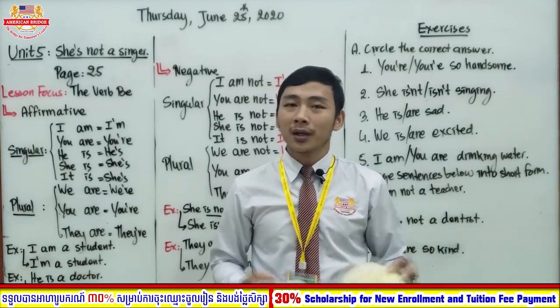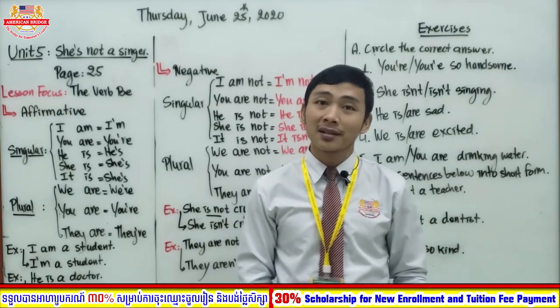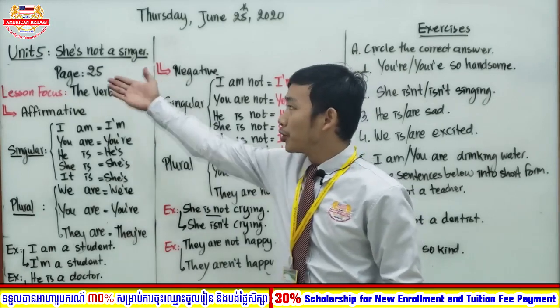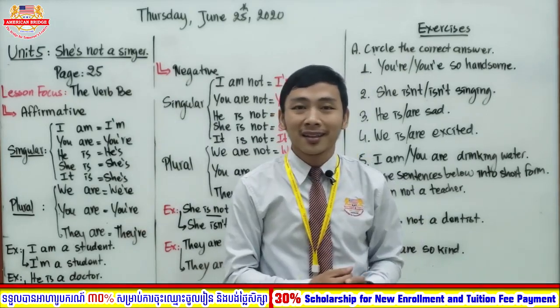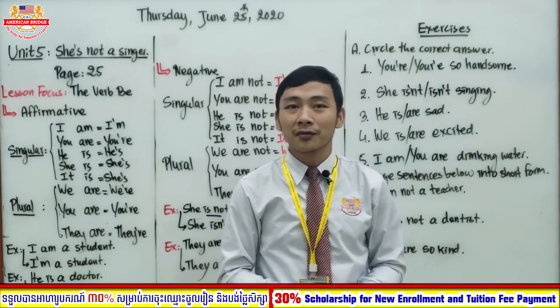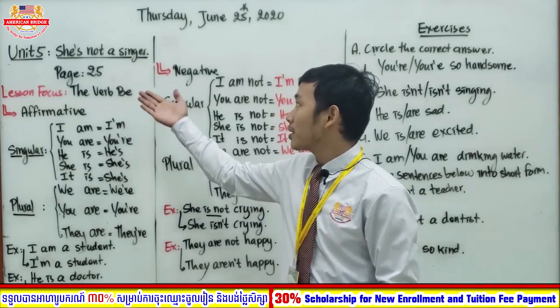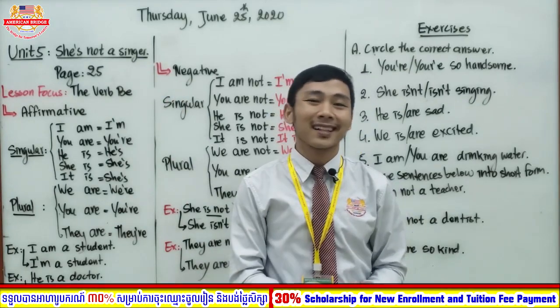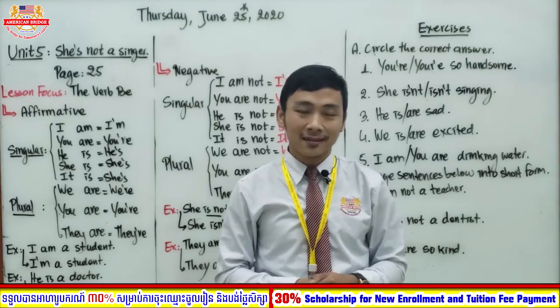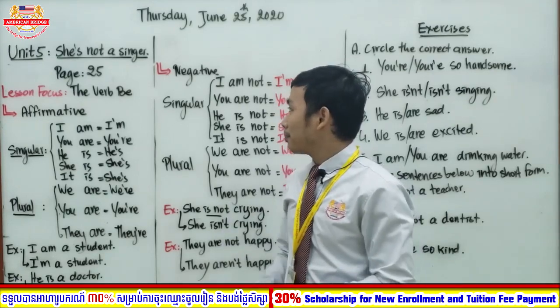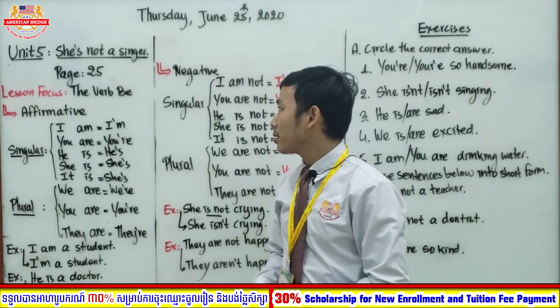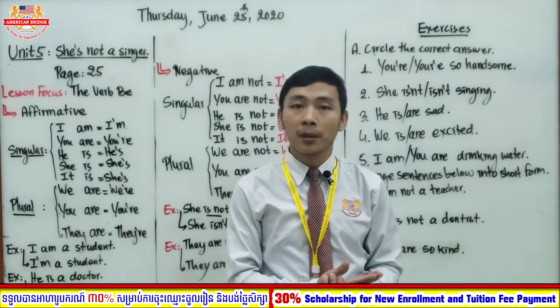And today, everyone, related to our lesson, we'll study the new unit, Unit 5. And what is the title of Unit 5? As you see on the whiteboard, "She's not a singer." Okay, she's not a singer. And related to our lesson focus, we will focus on the verb be.